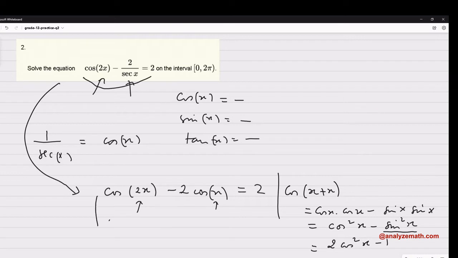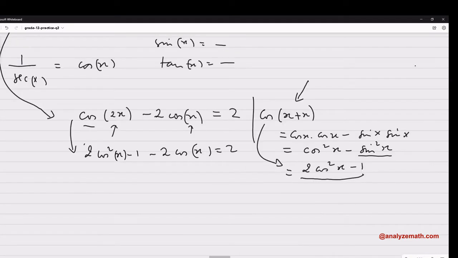Now I go back to my equation and replace the cosine 2x by 2 cosine squared x minus 1. If you know the trigonometric identity that gives you this into this, that's good. But if you don't know, that's how you do it. So 2 cosine squared x minus 1 minus 2 cosine x equal 2.